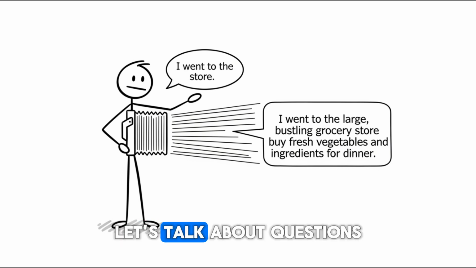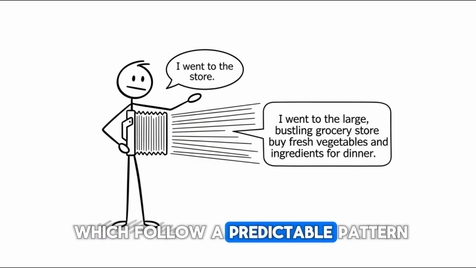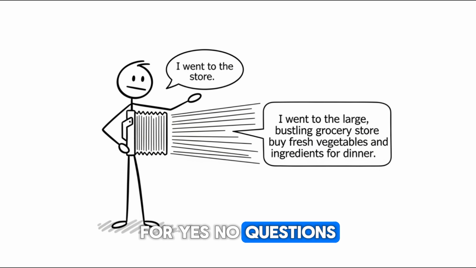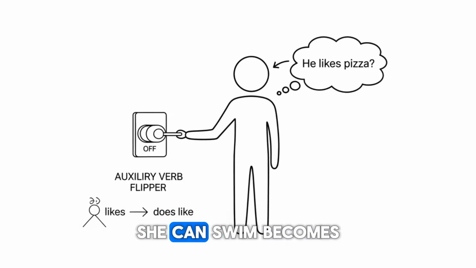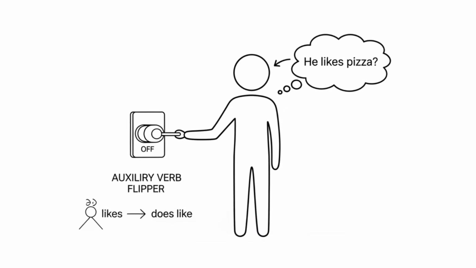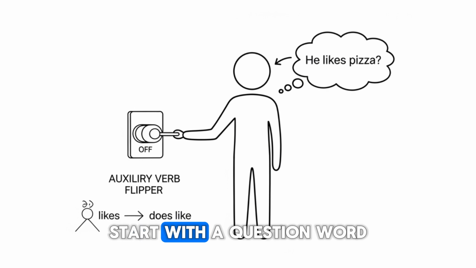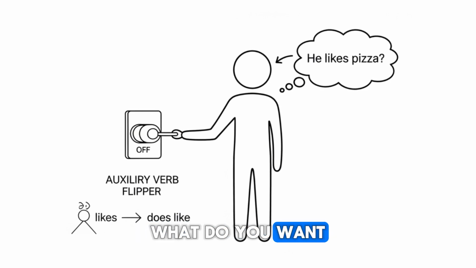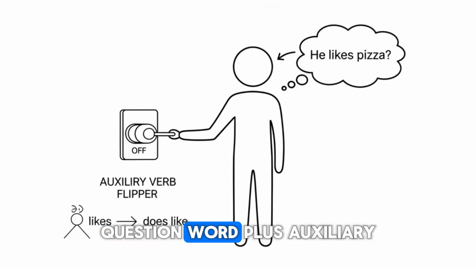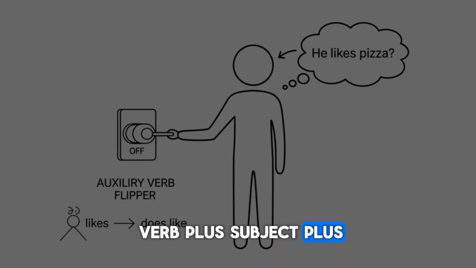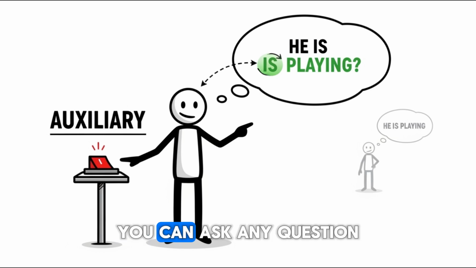Let's talk about questions, which follow a predictable pattern. For yes-no questions, flip the auxiliary verb and subject. You are happy becomes are you happy. She can swim becomes can she swim. For information questions, start with a question word. What do you want? Where does she live? When did they arrive? Notice the pattern: question word plus auxiliary verb plus subject plus main verb. Once you know this formula, you can ask any question.